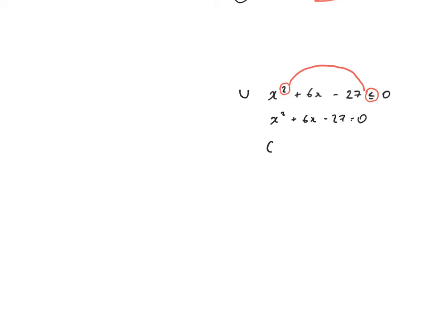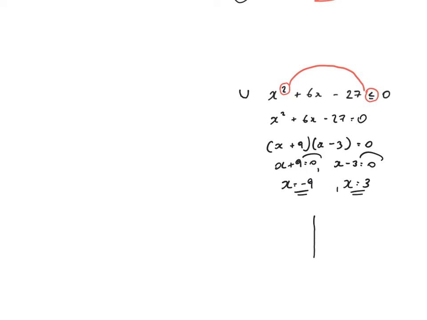Two numbers that multiply to give minus 27 and add together to give 6, that's plus 9 and minus 3. (x plus 9)(x minus 3) equals 0. x plus 9 is 0, x minus 3 is 0. Bring them across, change your sign, x equals minus 9 and x equals 3. Okay, it's concave down. I've got a root at 3 and a root at minus 9.